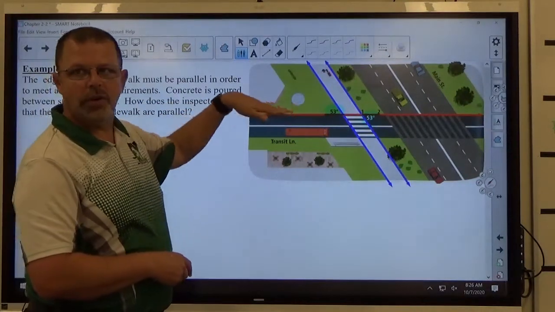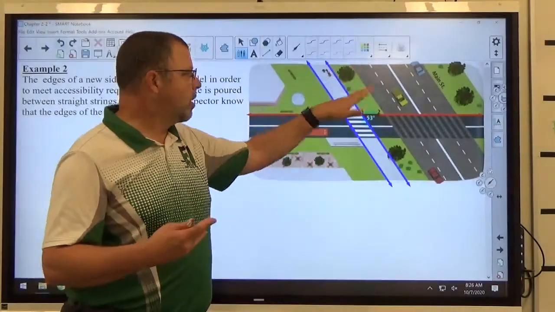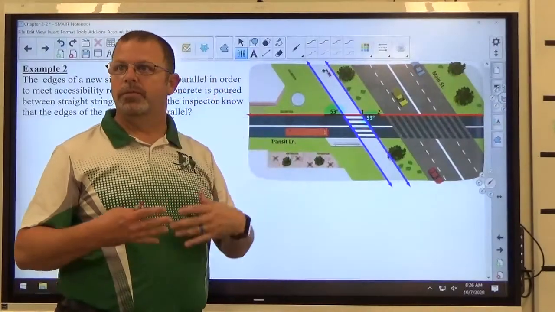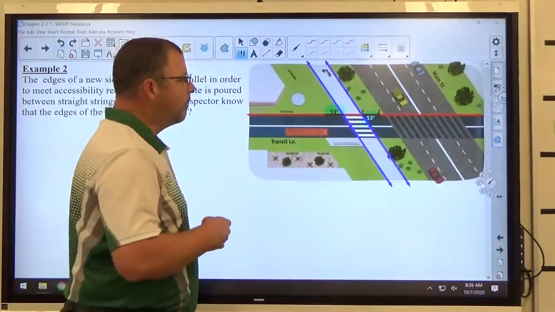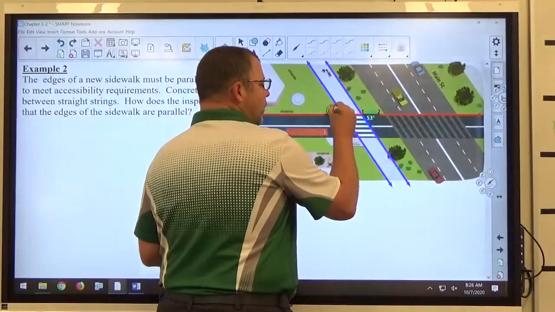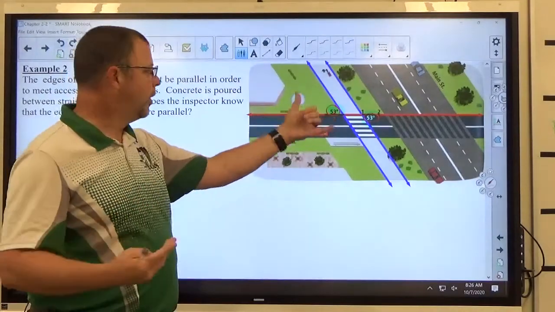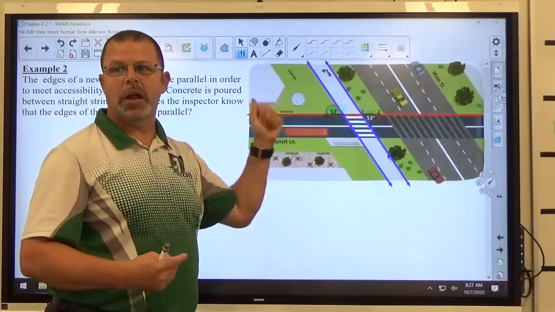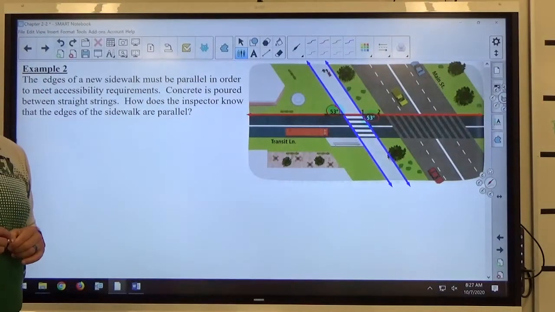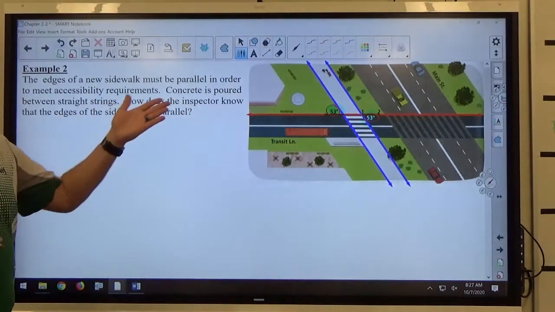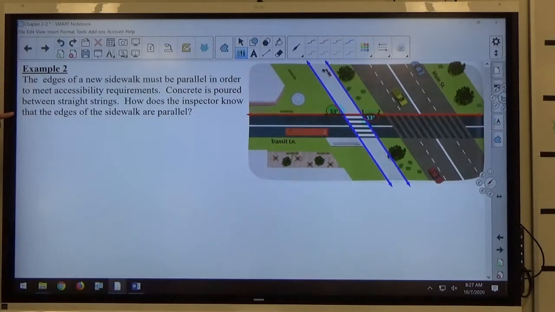These red lines are transversal to the two supposedly parallel lines. So again, they look like parallel lines, but we can't say they're parallel until we've convinced ourselves of the fact based on some theorem. And we can see that this is a 53-degree angle, and this is 53. They're on opposite sides of the transversal, alternate. They're outside the two lines that might be parallel, exterior. So the two 53-degree angles are alternate exterior angles. And 53 is the same as 53, right? So how does the inspector know the edges of the sidewalk are parallel?